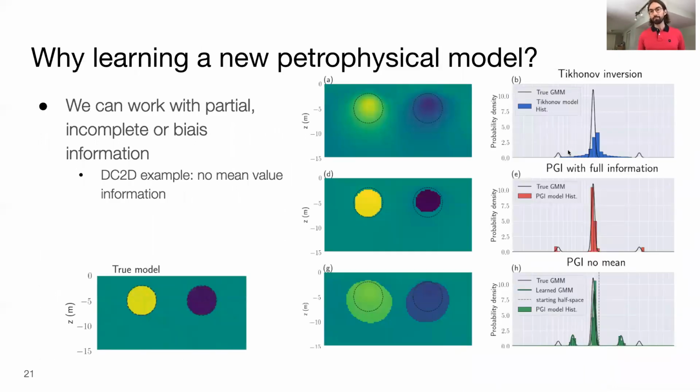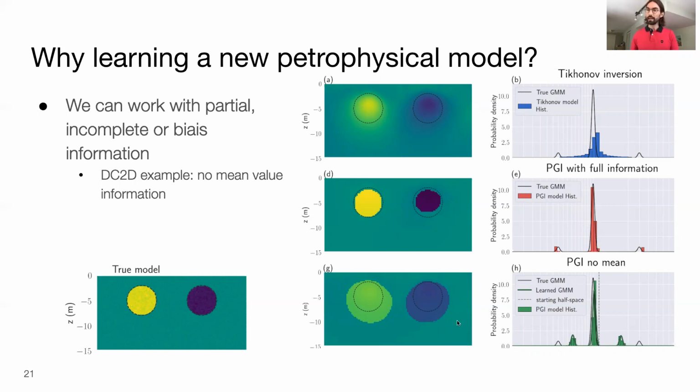I talked about why I want to learn the petrophysical distribution. I want to be able to work with partial, incomplete, or even no petrophysical information. So here I show an example with a DC example. Here is my true model with two cylinders, one conductive and one resistive. And here I show what you get with a Tikhonov type of inversion. Below, I show the result if I provide the algorithm with the true physical property values, and I fix them. So the algorithm knows the true petrophysical distribution.